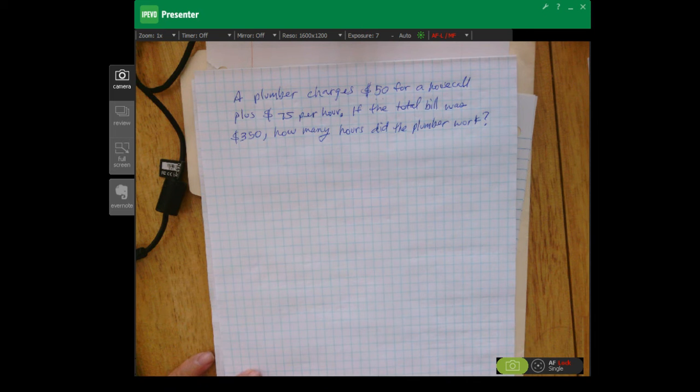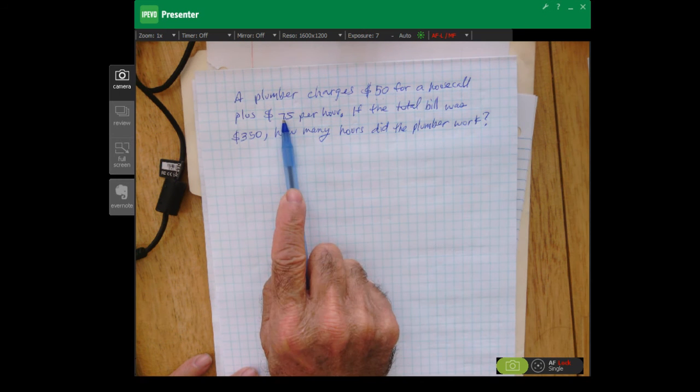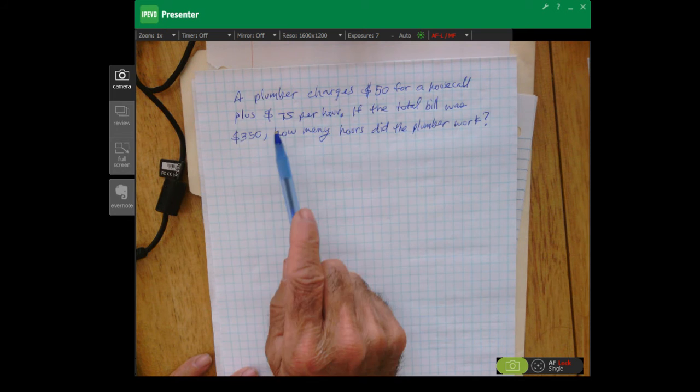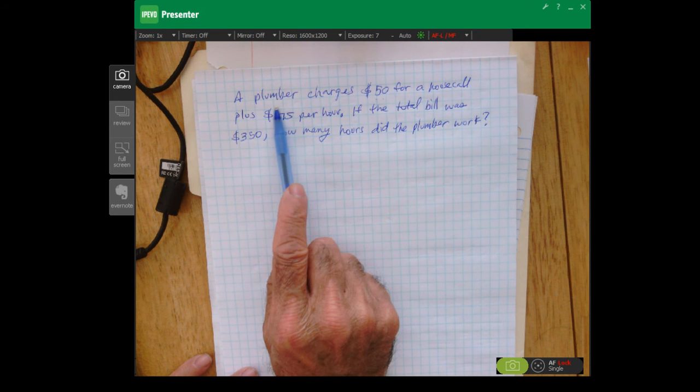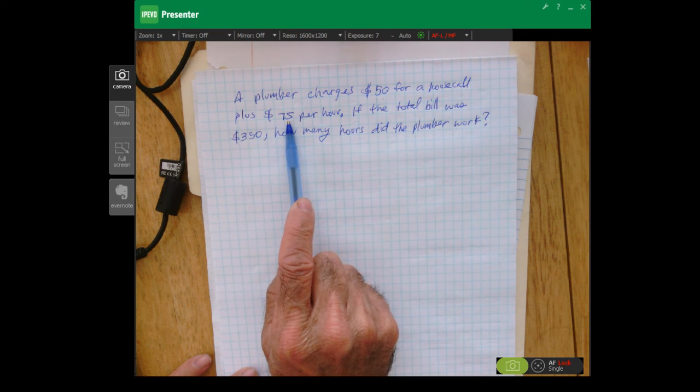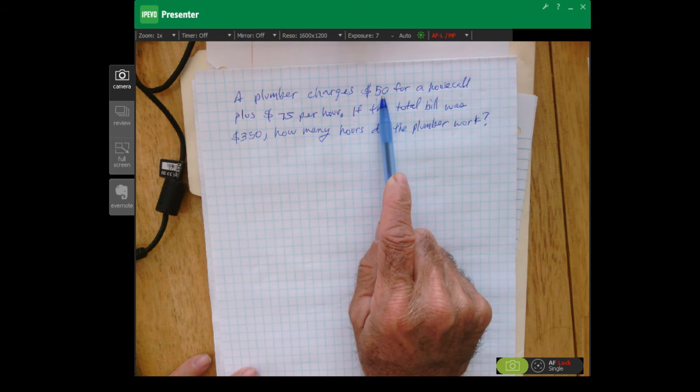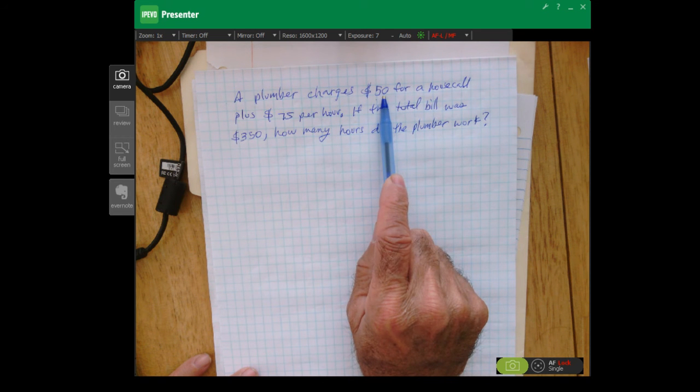So what that means is they come out to your house, and if for some reason they don't do any work, you don't want them to work for you, you still owe them $50 for coming out. And then after that, if they work for an hour, then it's $75. For 2 hours, it would be 2 times 75. So this is the amount of money that you pay them for each hour they actually work. This is the amount of money you pay them just to come to the house.